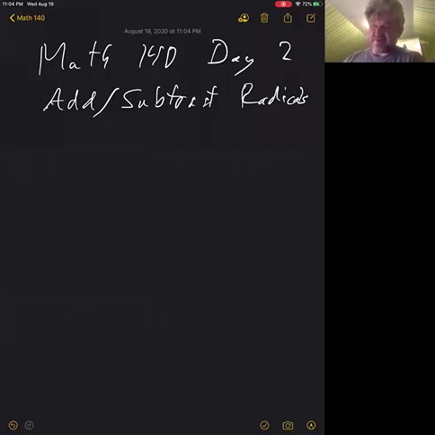This is Math 140, day 2. We are talking about the topic of adding and subtracting radicals. Let's stick with square roots. And what we're doing relies on what they call the distributive law.